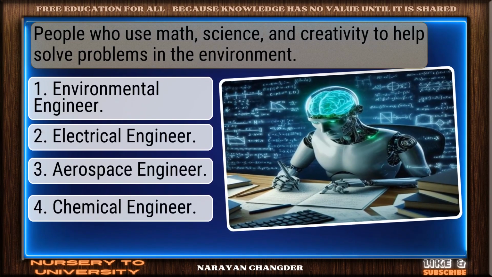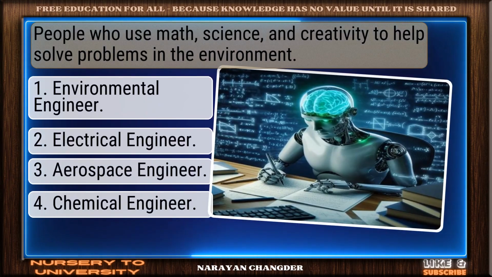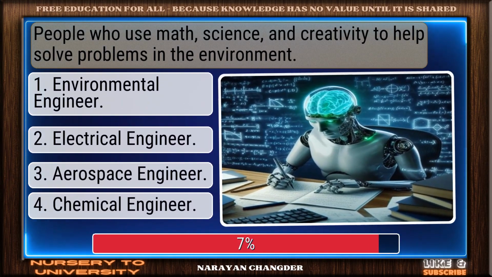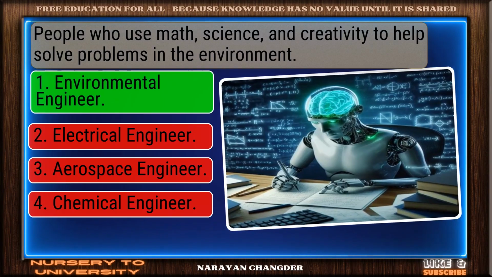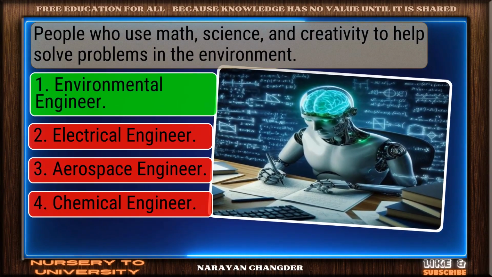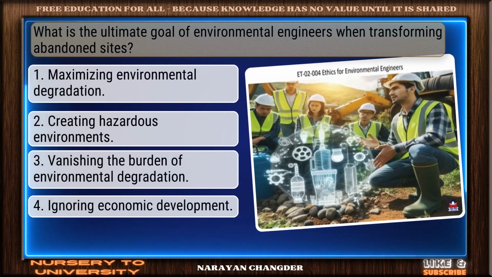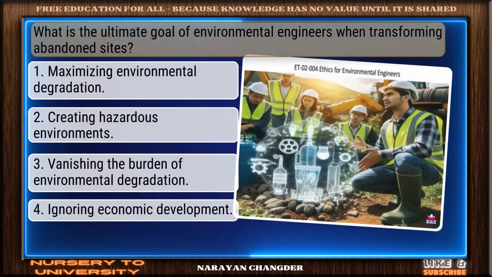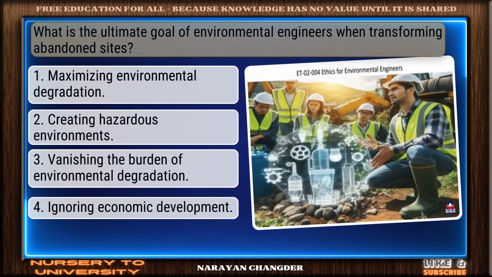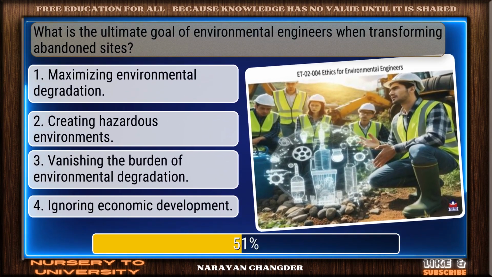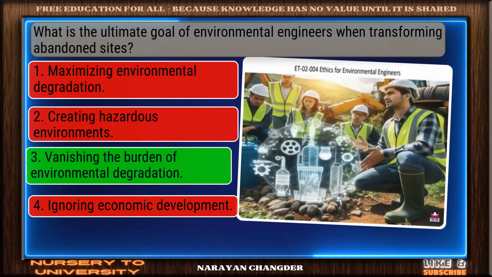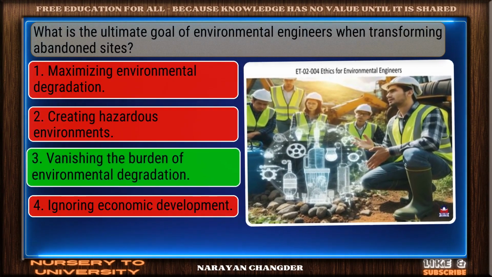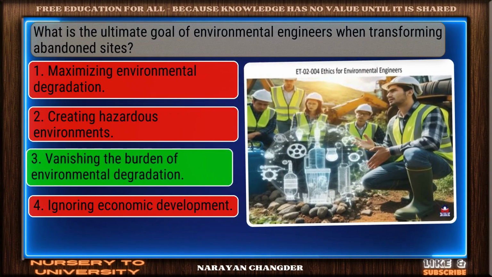People who use math, science, and creativity to help solve problems in the environment. You chose environmental engineer, and it is correct. What is the ultimate goal of environmental engineers when transforming abandoned sites? Nice work. You chose vanishing the burden of environmental degradation, and it is correct.